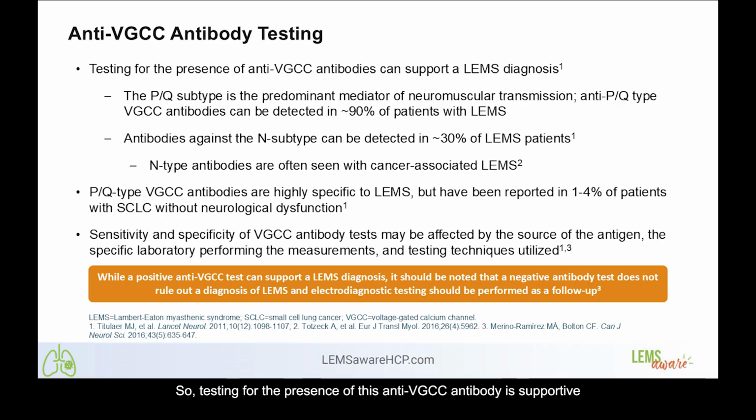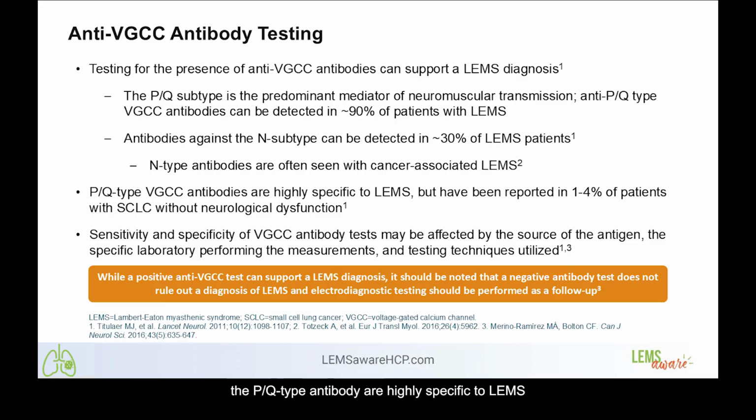So testing for the presence of this anti-VGCC antibody is supportive of a LEMS diagnosis. There are two different subtypes. We can see the PQ subtype as the predominant mediator of the neuromuscular transmission, and this type can be detected in about 90% of patients with LEMS. A less common type would be an antibody against the N subtype, and that can be detected in about 30% of LEMS patients. The N-type antibodies are often seen with LEMS associated with cancer.